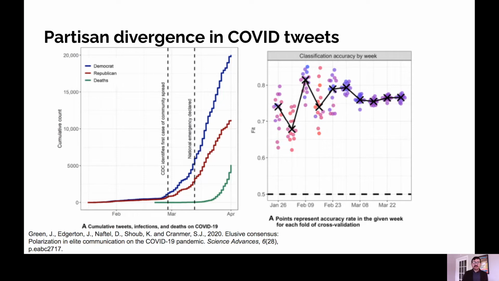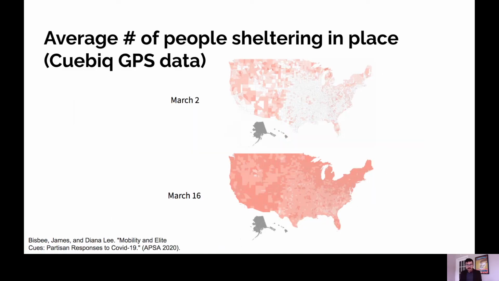And there's some evidence that, at the very least, this cueing on the actions of partisan elites actually does have an effect on people's health behavior. So there's another study that was done by researchers at NYU and Columbia. And what they did was look at the average number of people sheltering in place in every county in the country. And this is during the early weeks of the pandemic back in March.